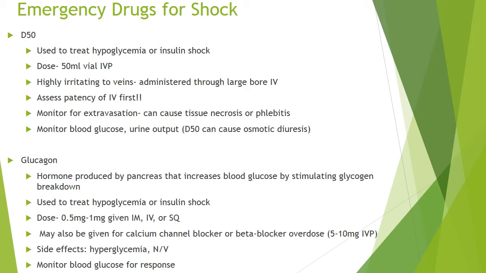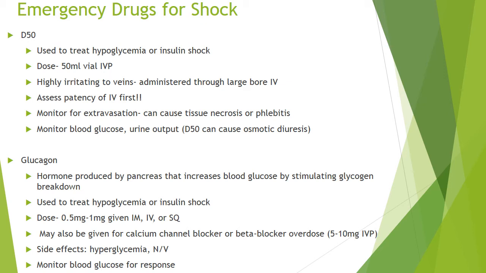Glucagon is a hormone produced by the pancreas that increases blood glucose by stimulating glycogen breakdown, so it can be used as a substitute if D50 is not available. We can use glucagon to treat hypoglycemia or insulin shock, and it may also be given to treat calcium channel blocker or beta blocker overdoses.